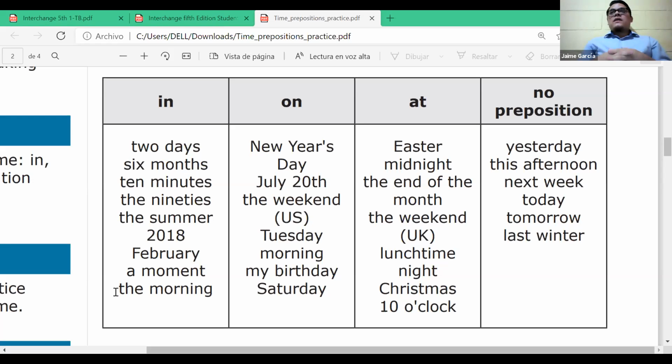When you say, I mean, it doesn't matter if it is a long period of time or if it is a very short period of time. So for example, if you say 2 seconds, you say in 2 seconds, all right? 5 minutes, okay, in 5 minutes, right? 10 minutes, in 10 minutes. So it doesn't matter if it is long or short. Okay, but it's a length of time. So 2 days, 6 months, 10 minutes, a moment. Also, a moment is a length of time. So that's why we say in.